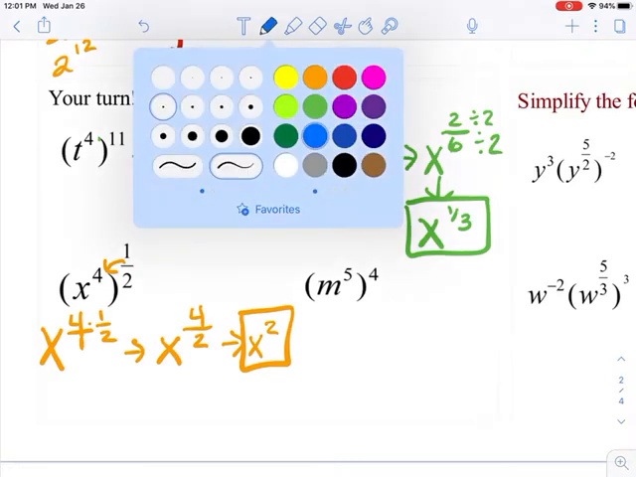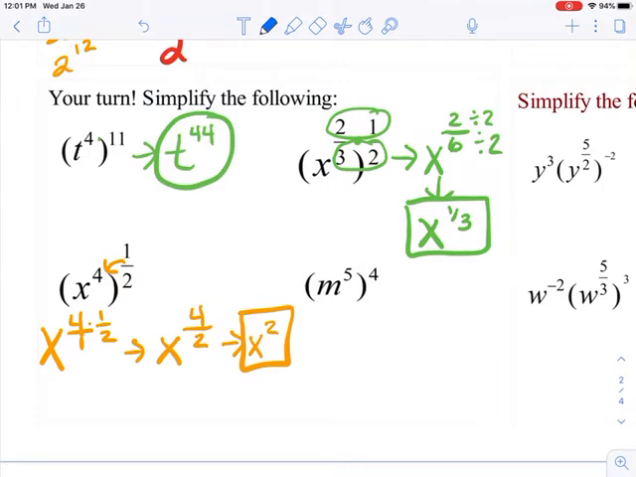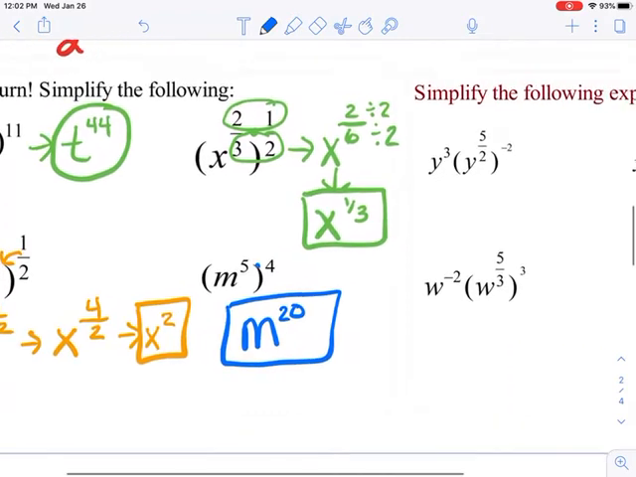Last but not least, another kind of easy one, like maybe the first one, just in the sense that there's no fractions. Again, power to power. We just go ahead and multiply. So I get m to the 20th power. All right, hopefully those ones felt okay. We're now going to amp it up and make them a little bit harder. So let's go ahead and look at the next slide.